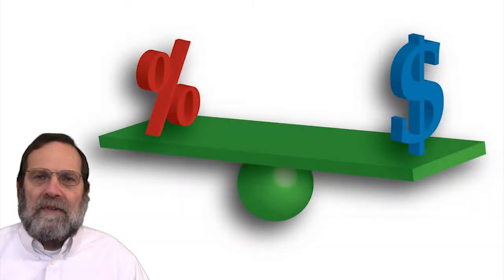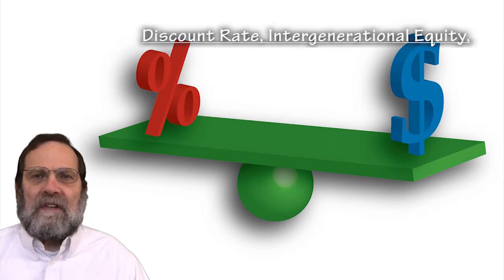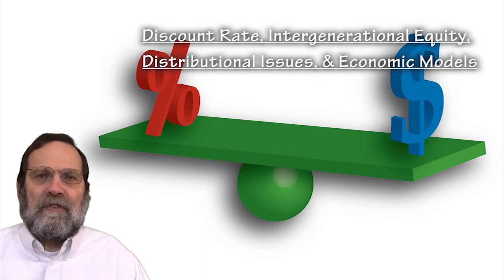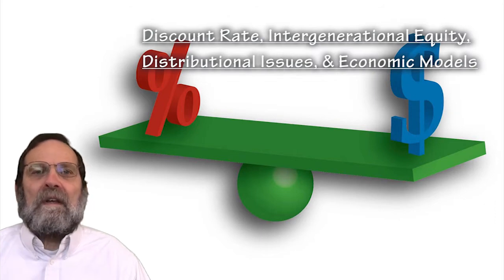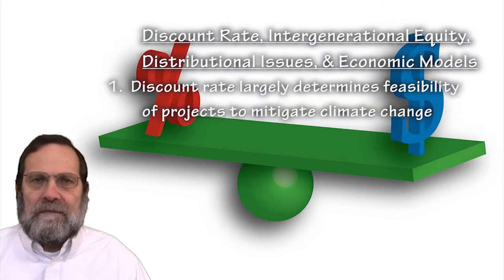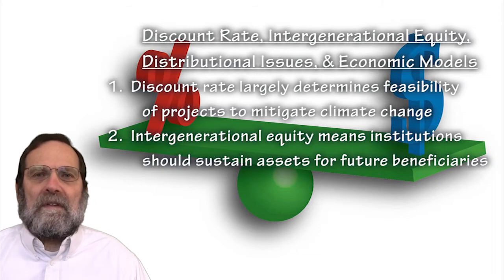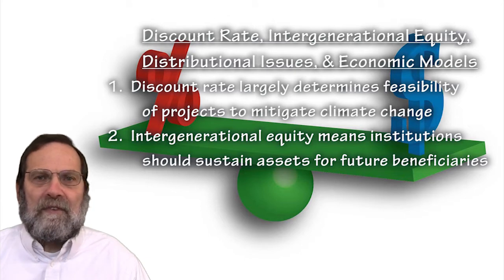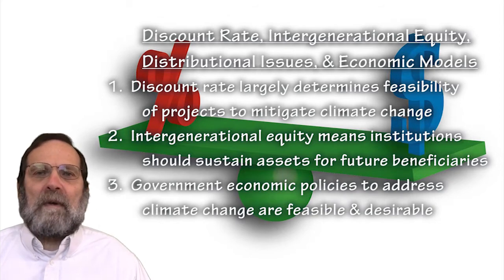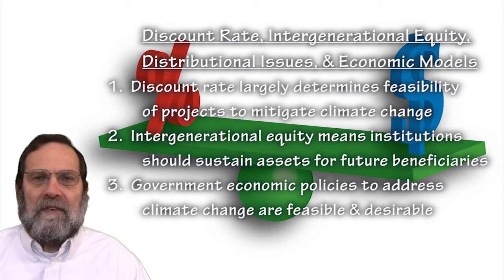This video segment completes our discussion on the economics of global climate change, focusing on the discount rate, intergenerational equity, distributional issues, and economic models. The major points of this segment are: number one, the discount rate largely determines the economic feasibility of projects to mitigate climate change. Number two, intergenerational equity means that institutions should sustain their assets at similar levels for present and future beneficiaries. Number three, economic models indicate that governmental economic policies to address global climate change are not only feasible, but desirable.